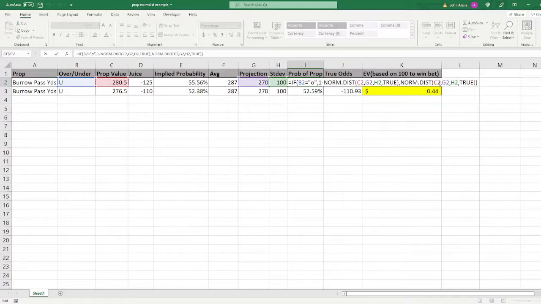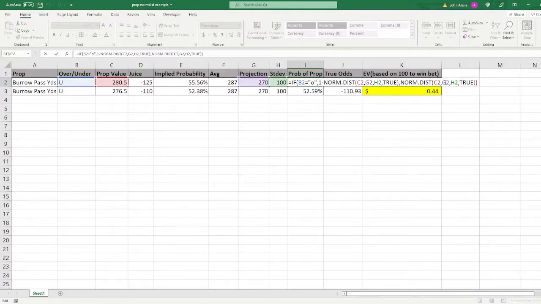Now your X value in this, again, refer back to the normal distribution video. I get into this in much more detail in that video, but the X value is going to be the value that we're looking for. So we're looking to see what's the probability we go over or under 280.5. That's going to be translated into the number the sportsbook you're looking at is giving you.